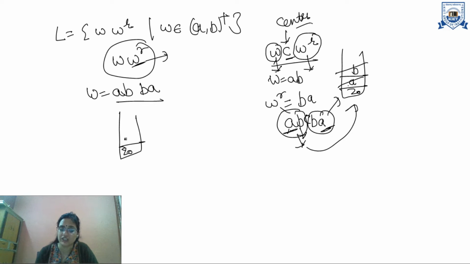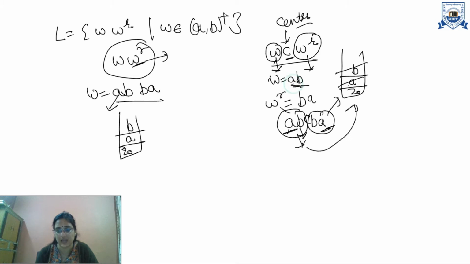So we just push the initial symbol onto the stack. So we push Z0. After that, for A we push A. Then B comes, that means the input symbol is B and the top of the stack is A. The symbols are totally different, so we just push this element also. I am using the same technique that I used in this example.